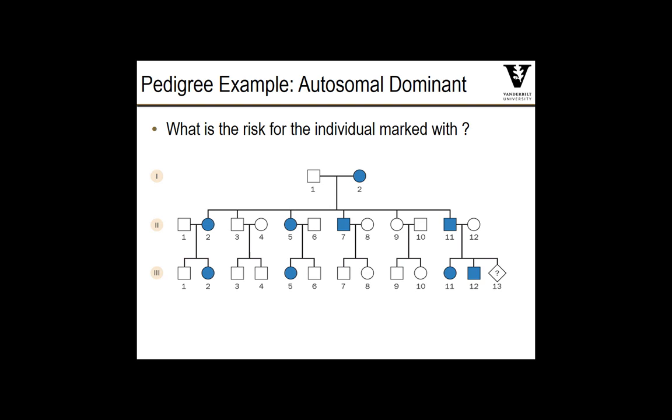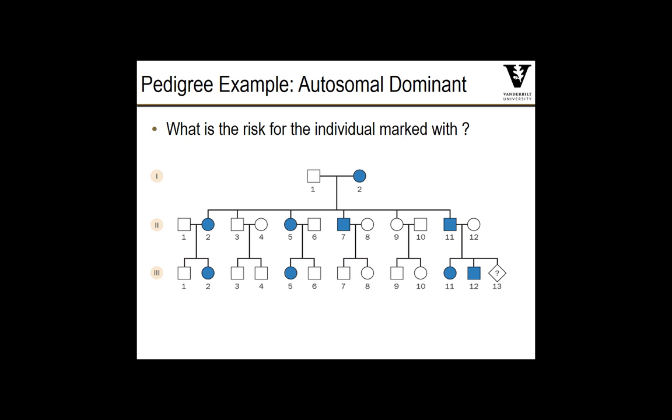And the example that I'm giving here is an autosomal dominant example, meaning that if you are carrying a single copy of the allele, you're going to have the phenotype of the, let's say, disease. And if that's the case, here we have examples at generation 2 who are carrying the disease, and we can actually tell from this pedigree what are the chances that this individual here will be carrying the allele. So how would we figure this out? Work back up the tree. All right, so let's start here.